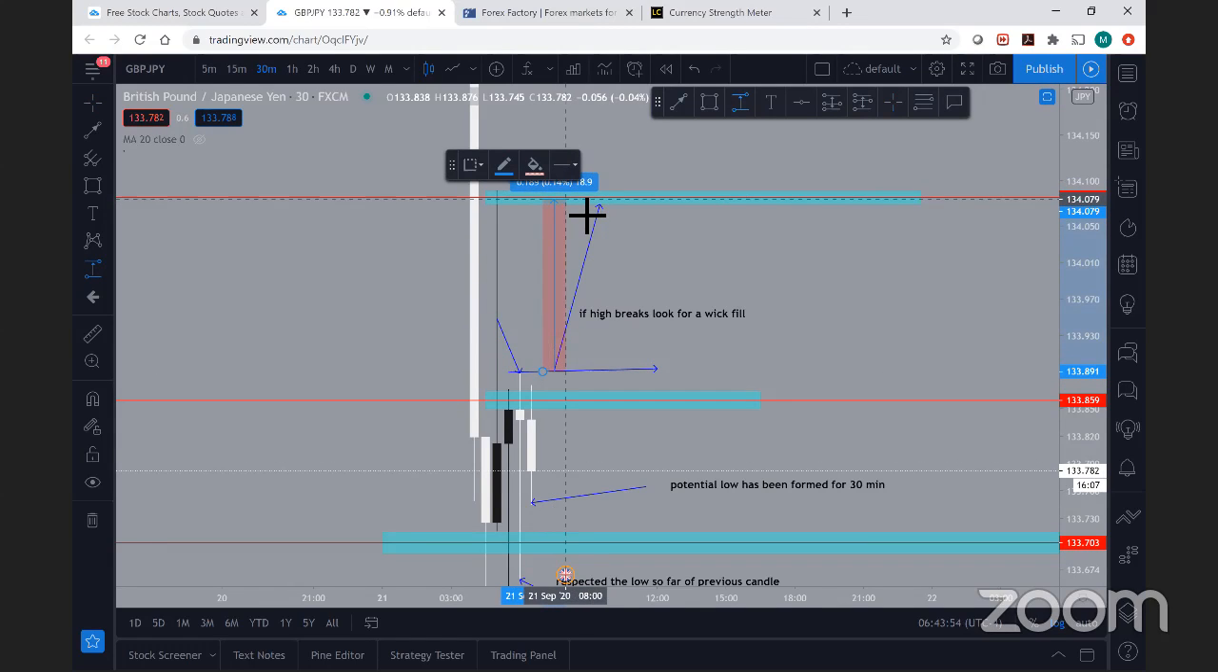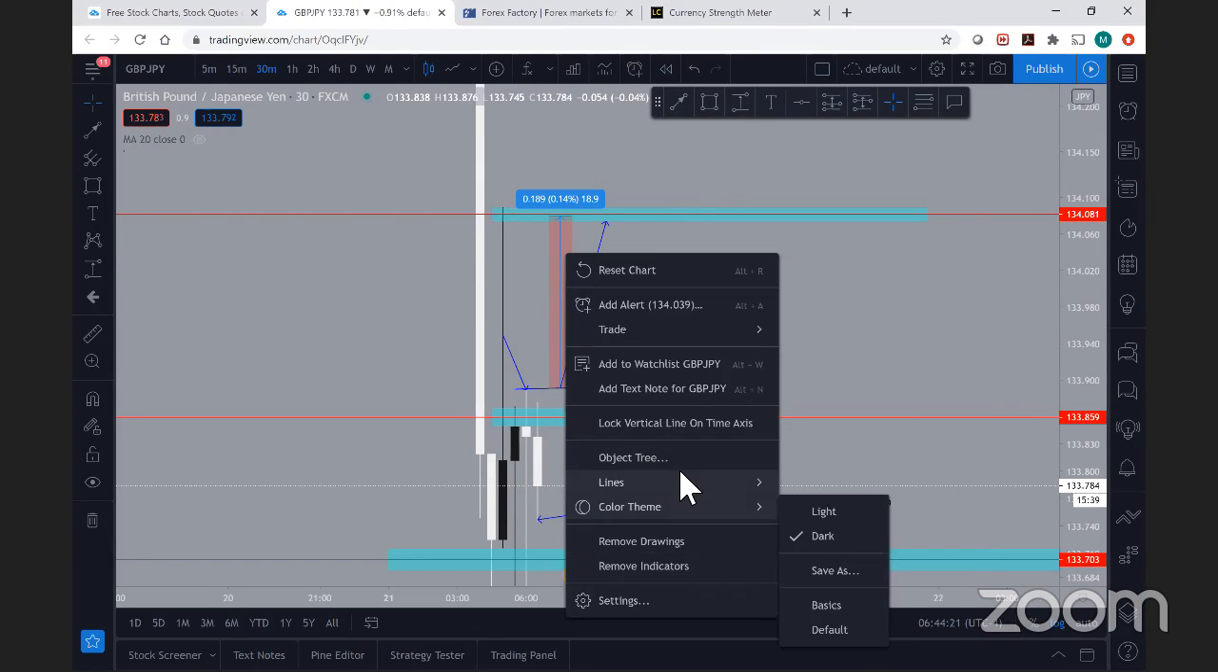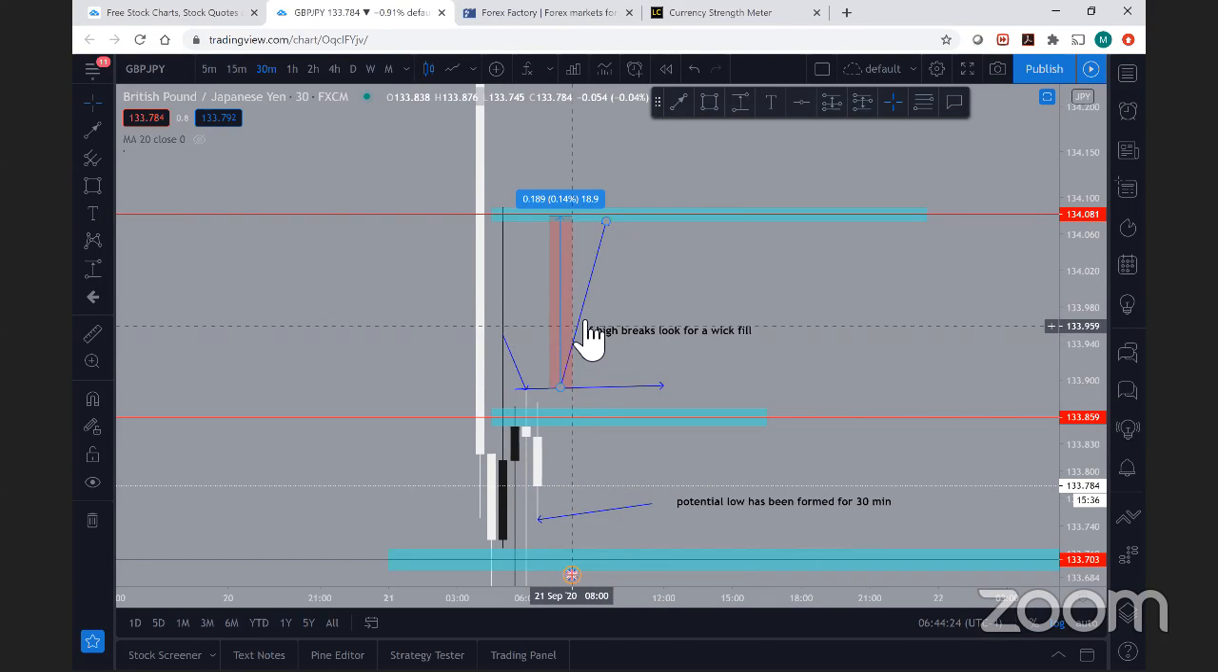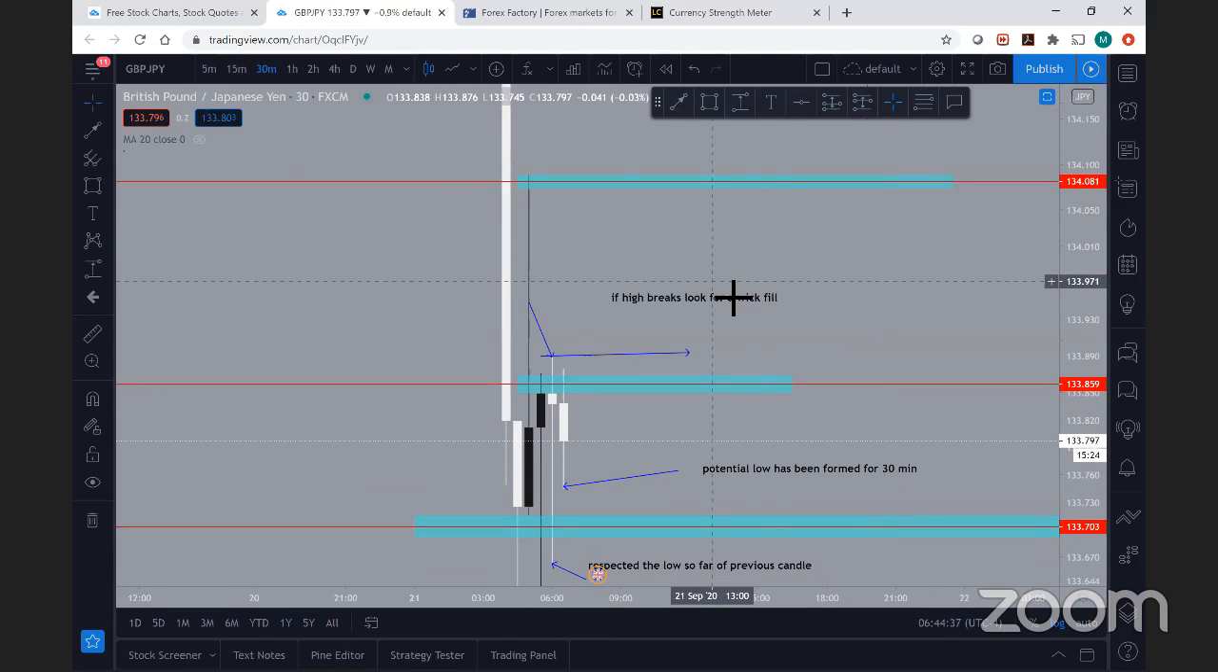But if you want to take that wick fill, it's 18 pips. So it's just risky. But if you want to take it, you technically could. But I'm looking for sales. And it's risky because momentum is already just bearish. Yes, momentum is bearish. You always want to trade with momentum.